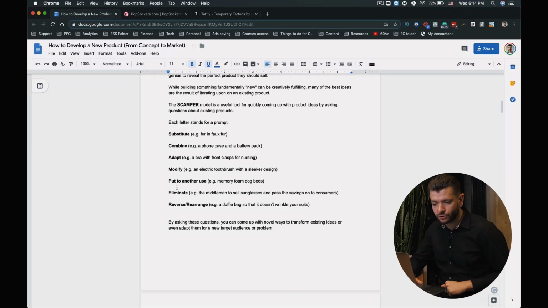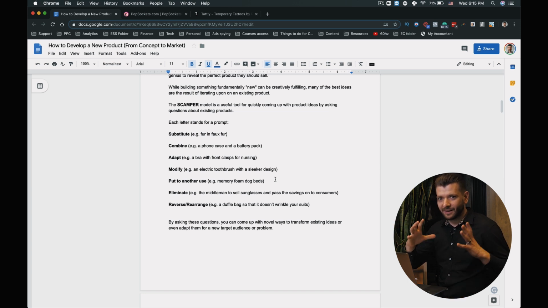Then put to another use, for example, memory foam dog beds. So there are a lot of memory foam products for adults, for people, but this product was basically adapted and put to another use with dogs or cats, right? So it's an existing product that could be adapted to another market, to serve another market.